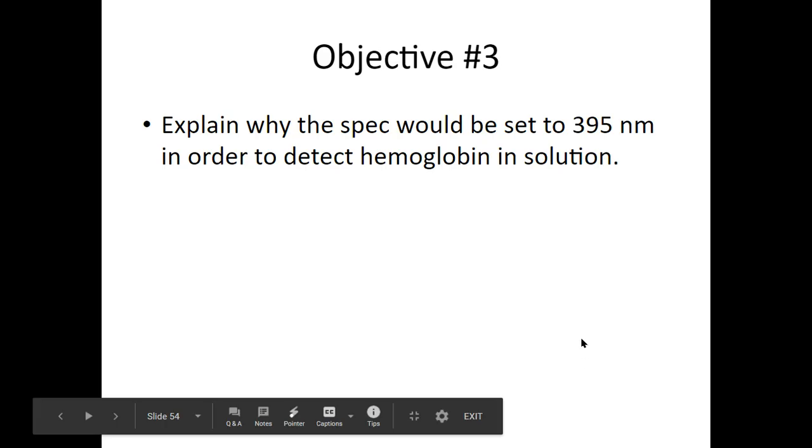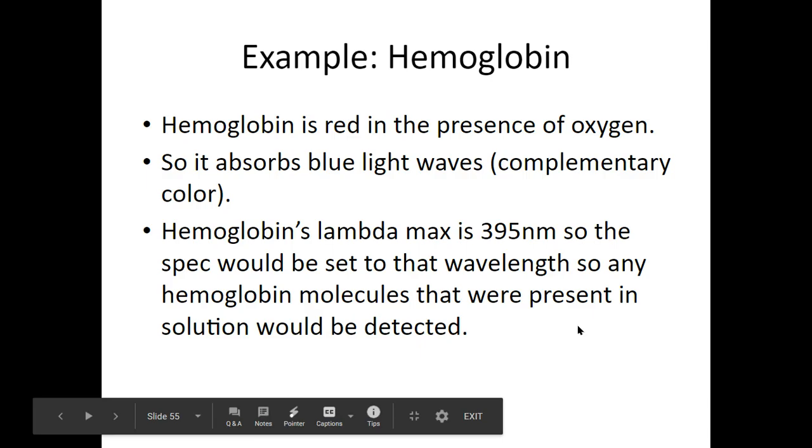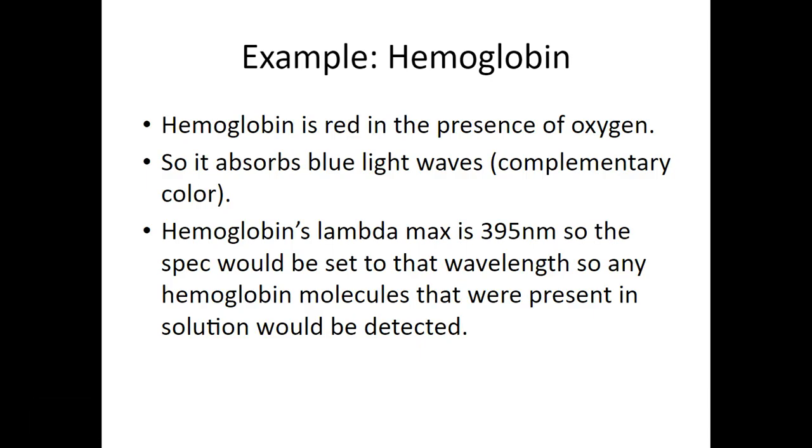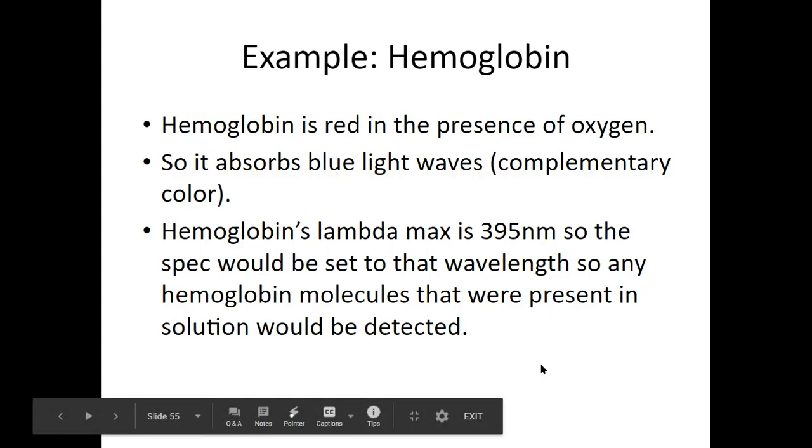Why would the spec be set at 395 nanometers in order to detect hemoglobin in solution? Well, hemoglobin is red in the presence of oxygen, so it absorbs blue light waves, the complementary color, in the blue-green area. Hemoglobin's lambda max is 395, so the spec would be set to that wavelength, so any hemoglobin molecules that were present in solution would be detected.